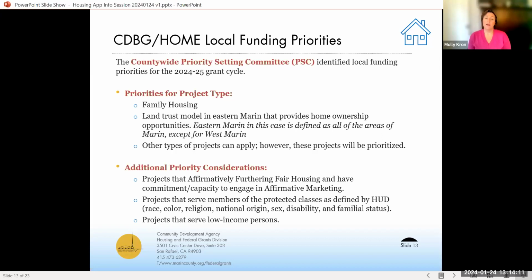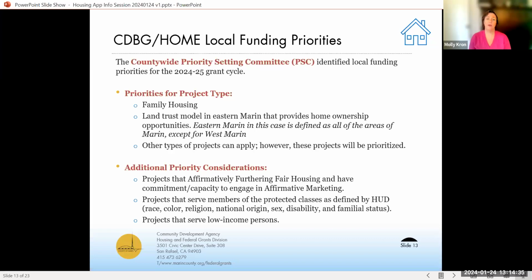So the project type priorities include family housing and a land trust model in Eastern Marin that provides home ownership opportunities specifically around our historically Black communities. We can fund other types of projects, but these types of projects would be prioritized first in the evaluation.